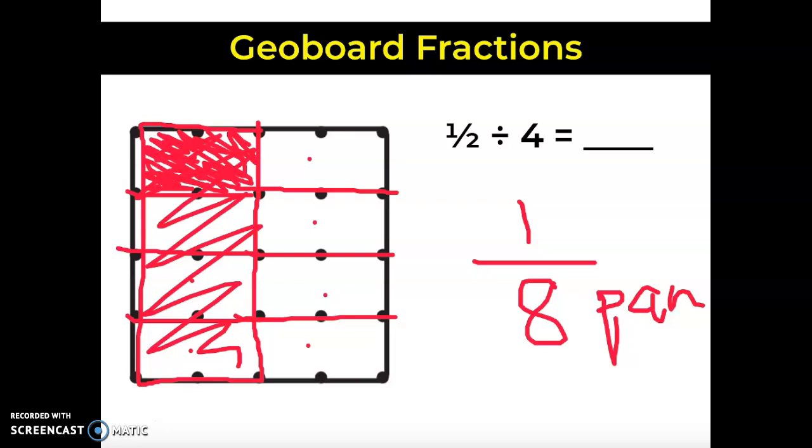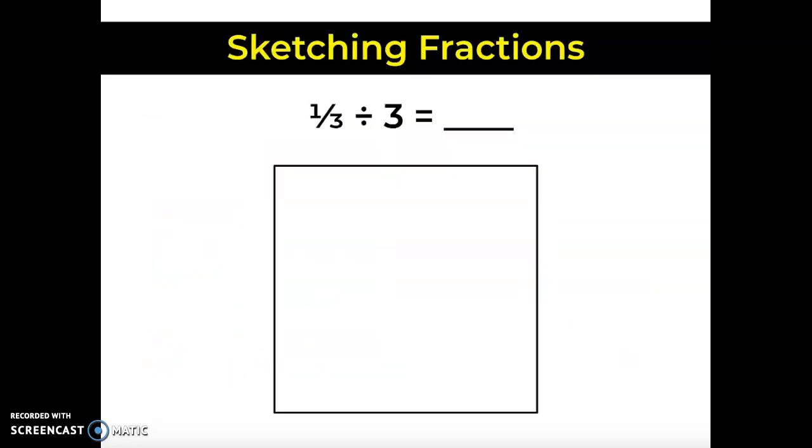Let's try another one. And this one we're not going to use a GeoBoard for. You're just going to have to sketch it yourself. So if you have a little piece of paper that you can use to sketch this on, that would be awesome. Let's look at this scenario, 1/3 divided by 3. I can use the same scenario. Miss Williams had 1/3 of a pan of brownies, and she divided it among 3 students.